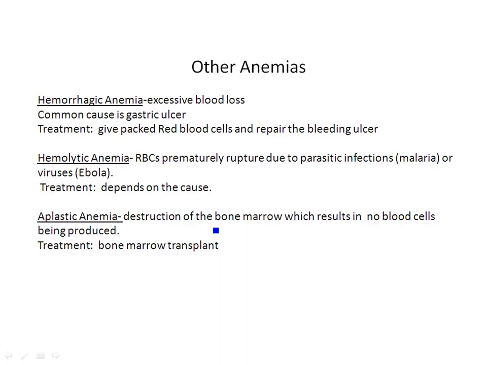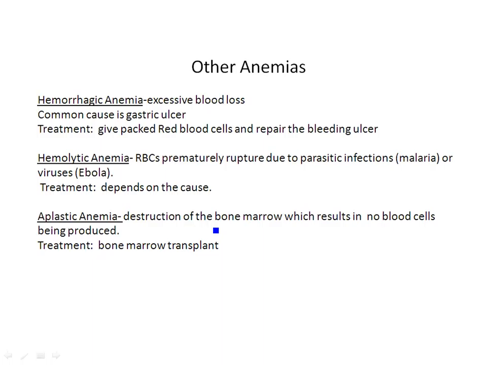All right, another one is hemolytic anemia. Now, hemolytic anemia is when the red blood cells are going to prematurely rupture. Okay, there are different causes for this. You can have parasitic infections like malaria can cause the red blood cells to just blow up, and if they blow up, they're really of no value to you. When they blow up, we just call that rupturing or lysis.